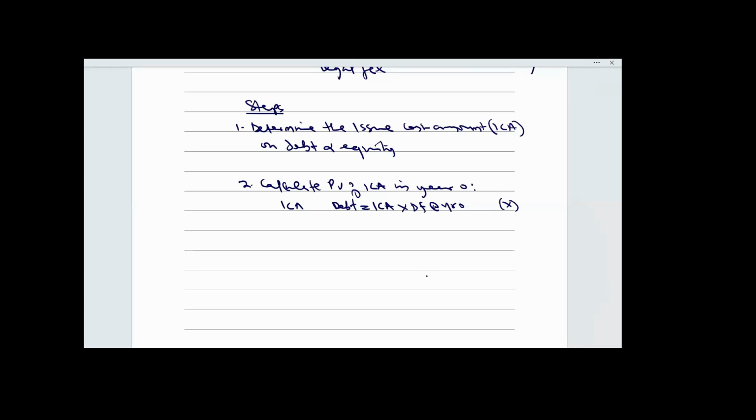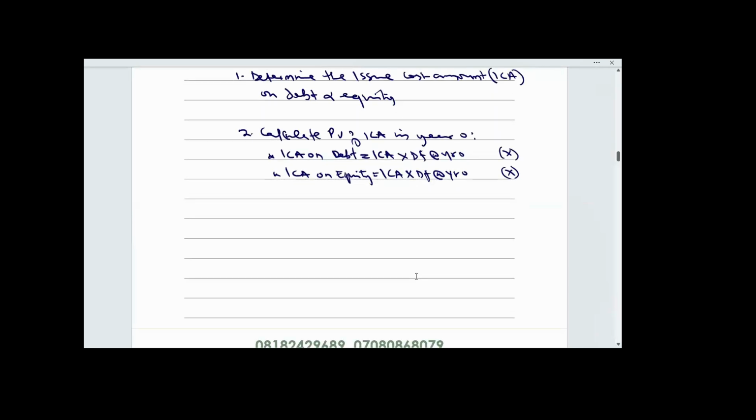Okay, let me rewrite this. Then also, you calculate the issue cost amount on equity. So you pick the issue cost amount on equity, you discount it with the appropriate discount rates in year 0.